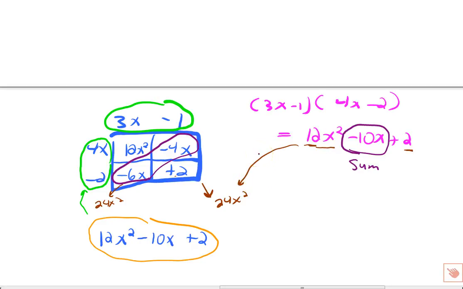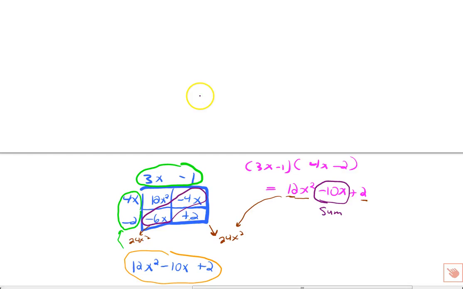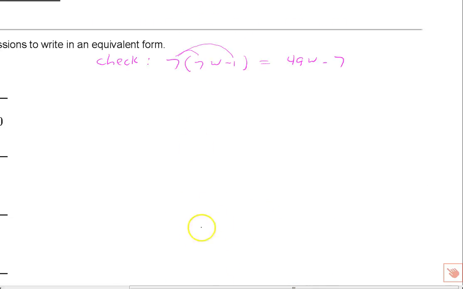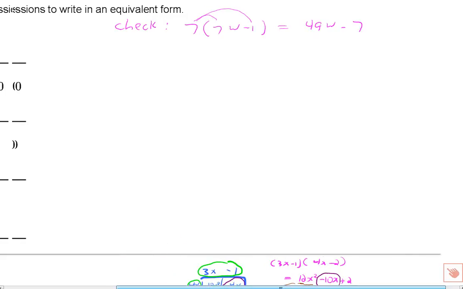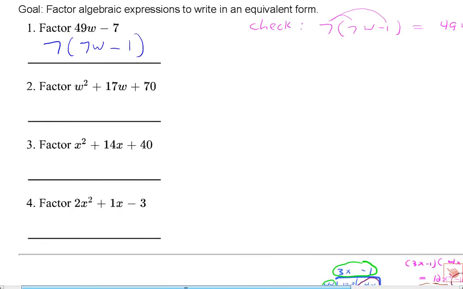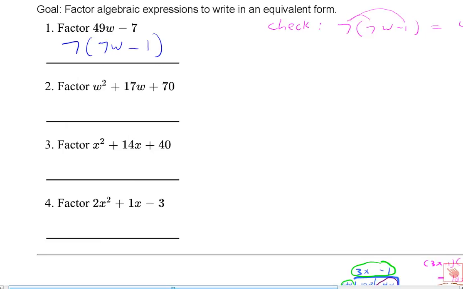Think of it like a puzzle. I'm going to go up to the top now, and we're going to do the one we just started with. Go back and find it. Okay, so we're going to use those patterns, and we're going to figure this out. So I'm going to draw my box.